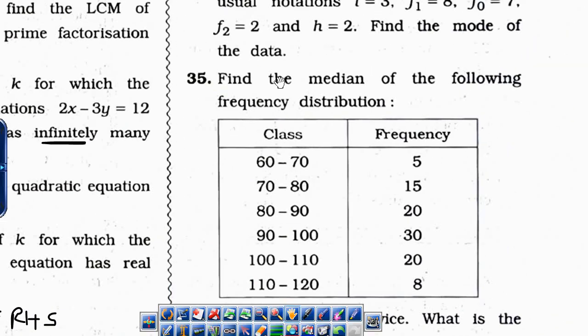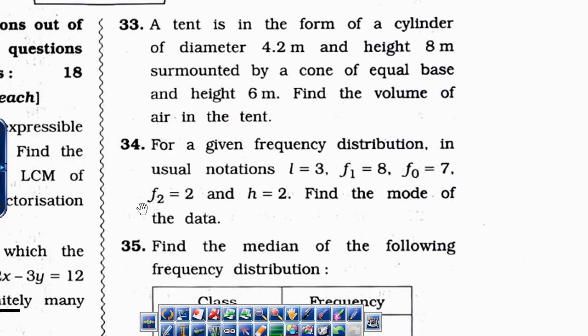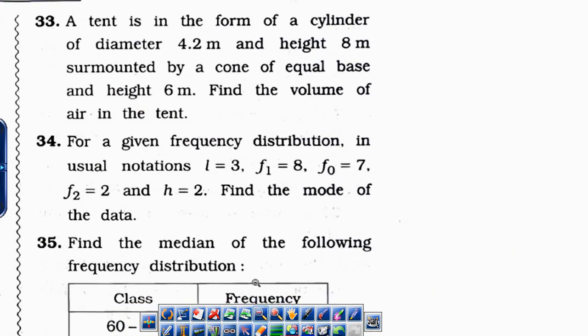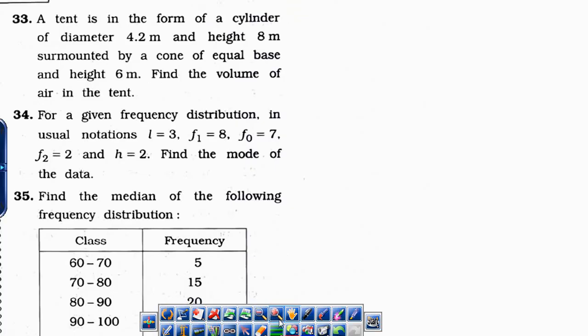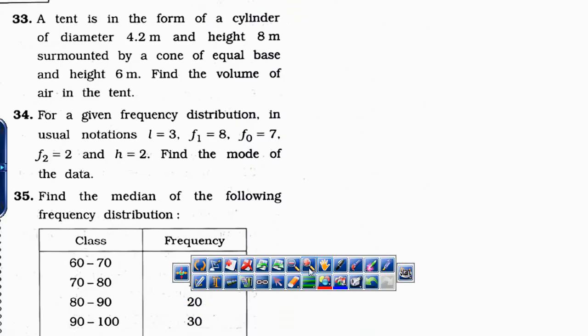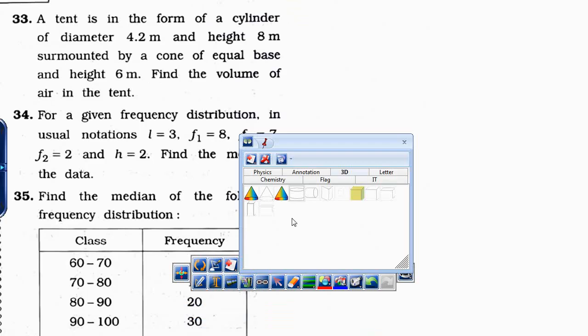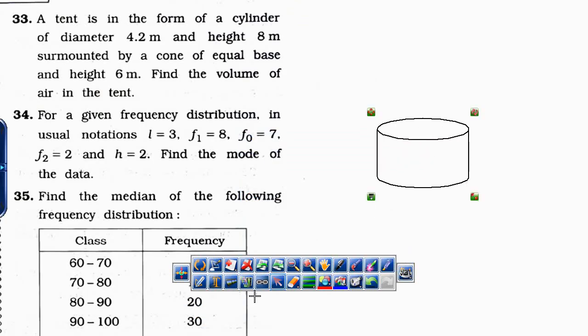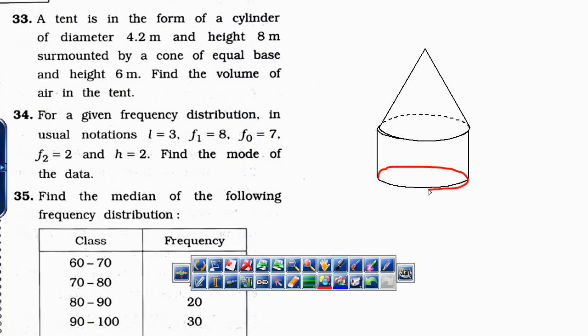33. A tent is in the form of a cylinder surmounted by a cone. Let's see, we have a cylinder and we have a cone. This is called surmounted. Surmounted means placed on top, and this becomes the tent.